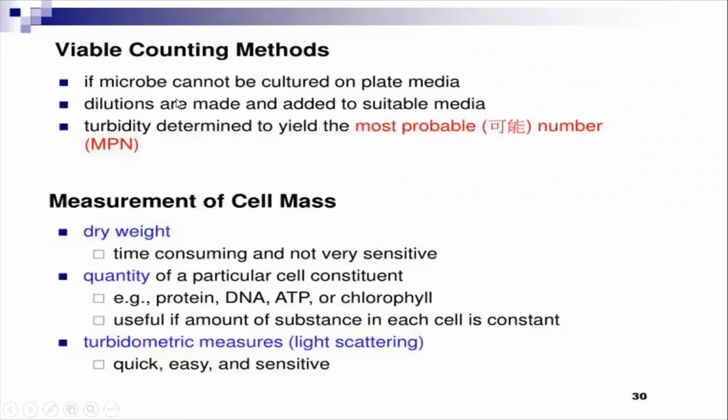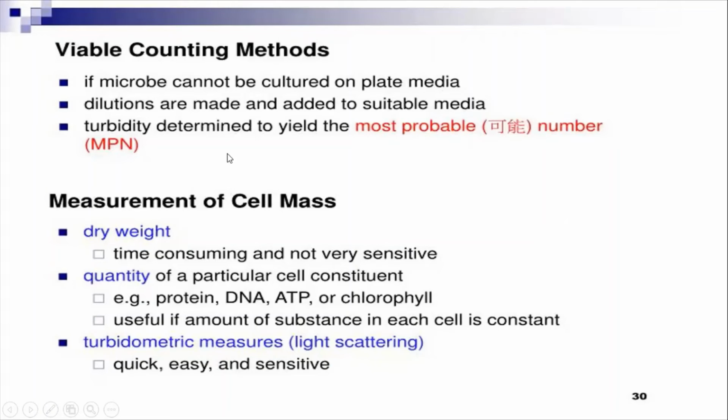If a microbe cannot be cultured on plate media, the dilutions are made and added to a suitable media. So this is also important, guys. Sometimes some bacteria will not grow in your nutrient media, in solid media. Then you have to go with liquid media support. Then it is the turbidity which is going to determine the most probable number.